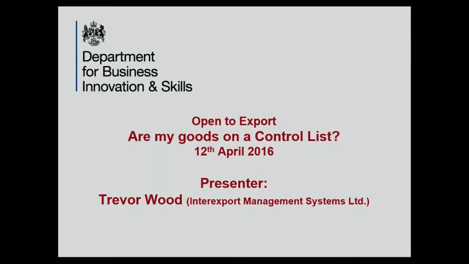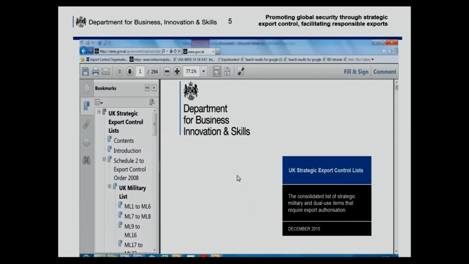So if you move to the next slide, this is where we really start with the effort of trying to decide if your goods are controlled. This is the Strategic Export Control List document that you can download from the Export Control Organisation website. You can see from the slide that the version we have there is dated December 2015. So that was the last time this list was updated. It's generally updated twice a year. We would expect an update quite soon, which will cover the military list.